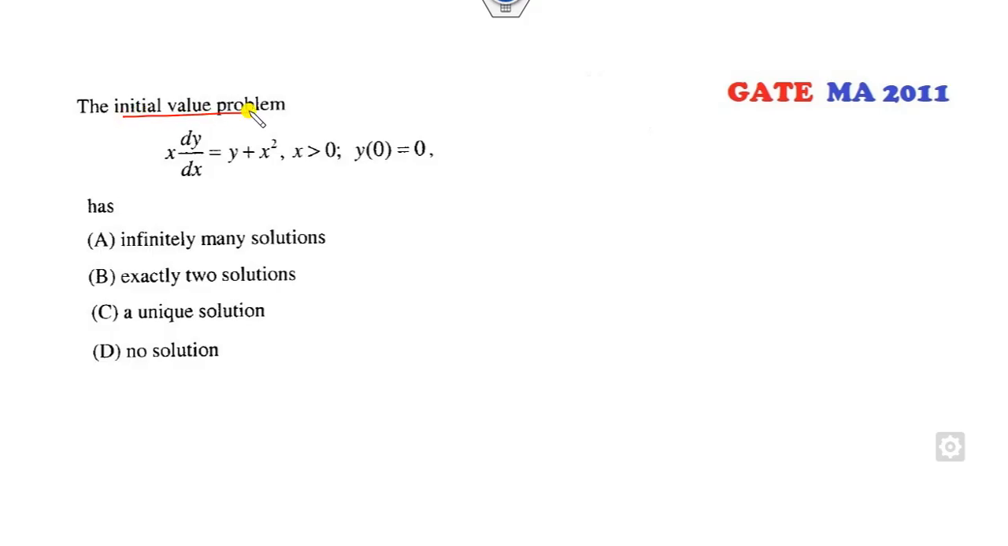Again the initial value problem is given to you, and again you can see they are not asking you to find the solution. They are simply asking whether there is a unique solution or not. What is my f in this case? y plus x square over x. Fine. So what is del f over del y? It is 1 over x.